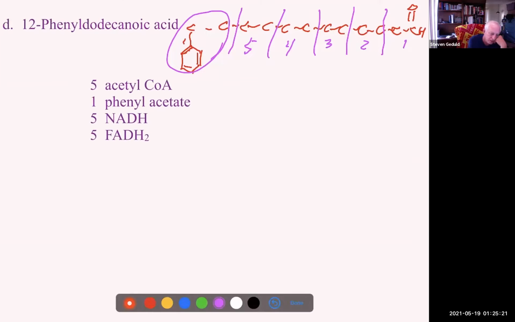So there we go. 5 acetyl coenzyme A, those are the 5 right here. 1, 2, 3, 4, 5. 1 phenylacetate, which is this circle group right here. Then for every bond that was broken, we broke 5 bonds, we get an NADH and an FADH2. And that's going to allow you to predict, cycling through the citric acid cycle, how many ATPs are going to be formed from each fatty acid.